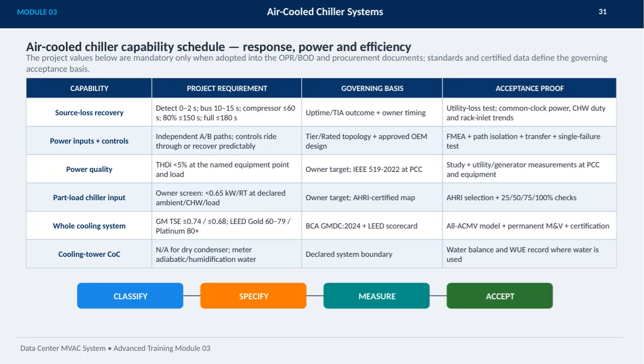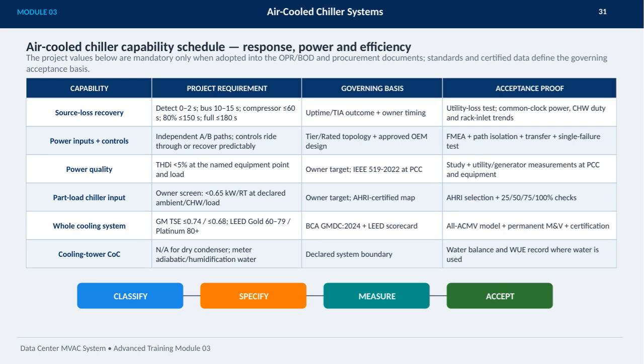This slide focuses on air-cooled chiller systems within Data Center MVAC setups, highlighting their capability schedule in terms of response, power, and efficiency. The values presented here are mandatory only when incorporated into the owner's project requirements or basis of design, with standards and certified data serving as the governing acceptance basis.